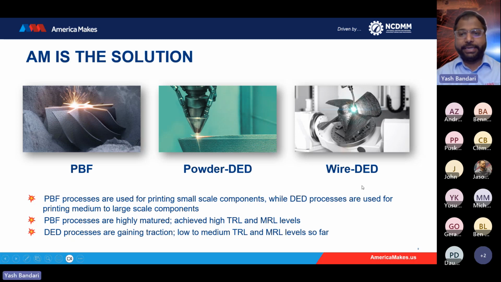So even under powder DED and wire DED, you change the feedstock, you would get two types of techniques. And we think that wire DED is better than powder because of a lot of reasons. As we all know, in wire DED, 100% of the material is utilized. And then the deposition rates and the productivity are at least like 10 times higher when you compare with powder DED. So all these reasons drove us to pick wire DED as opposed to powder DED.